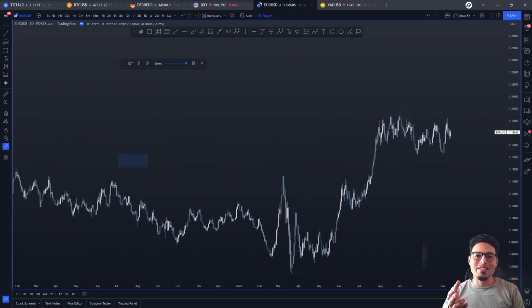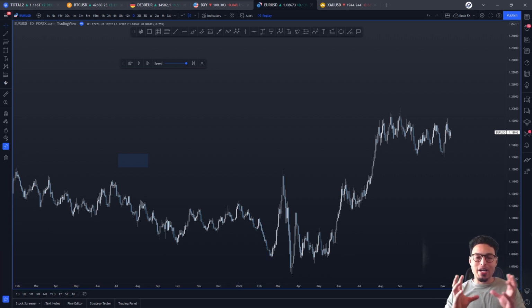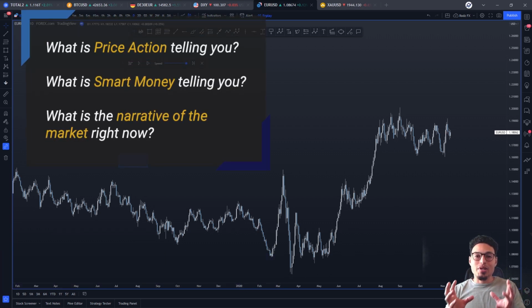Price action is a language. In order to understand price action, in order to understand the language, you need to first of all understand what the context is of the conversation that's happening. See it like a language. And in order to decipher it, you need to think about the context behind it. What is price action telling you?